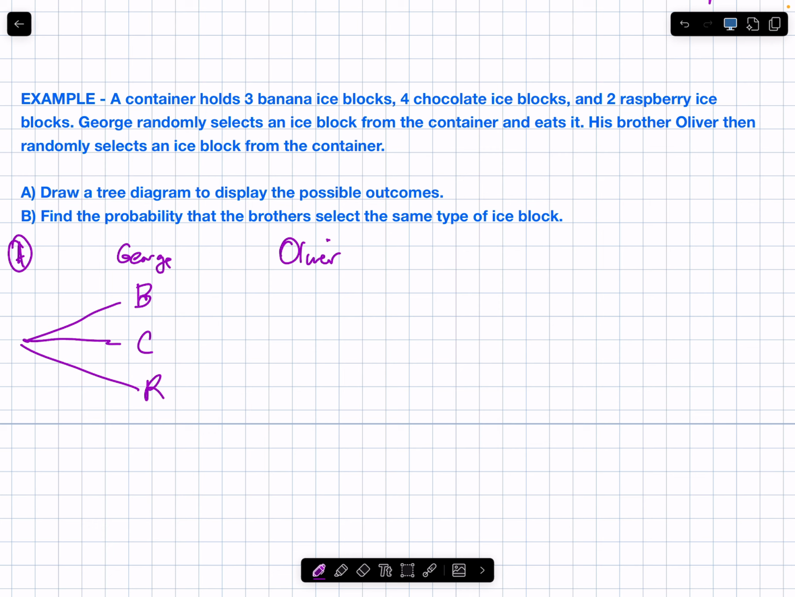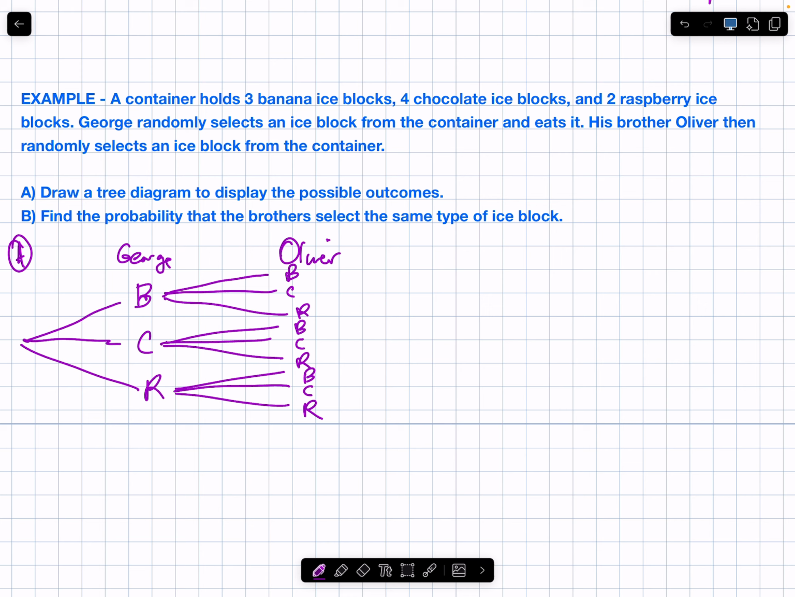George randomly selects an ice block from the container, eats it. Brother Oliver then randomly selects. How many branches should come off of the top one? 3 still. 1, 2, 3. Same choices, but the chances are all going to be different as far as I can tell.